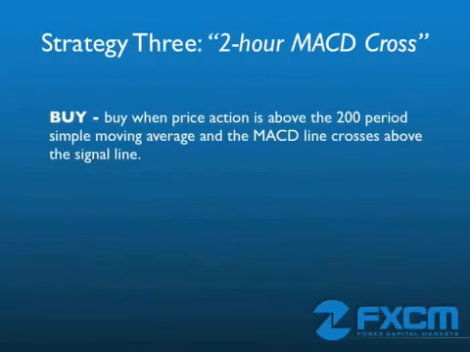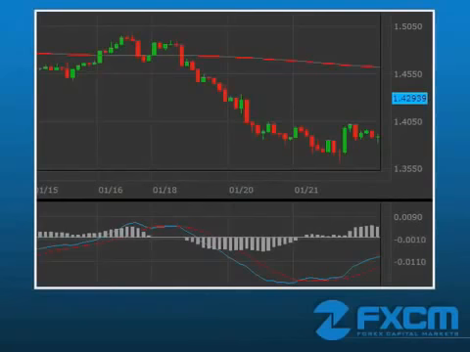If the pair is in an uptrend, we want to look for buying opportunities. When the MACD line crosses above the signal line, we'll buy. We'll then hold the trade until the MACD line crosses back below the signal line, at which time we can close out the trade. If the pair is in a downtrend, we want to look for selling opportunities. When the MACD line crosses below the signal line, we'll sell. We'll hold the trade until the MACD line crosses back above the signal line, at which time we close out. Pretty simple, isn't it? Let's look at a few examples of how to specifically use this strategy.